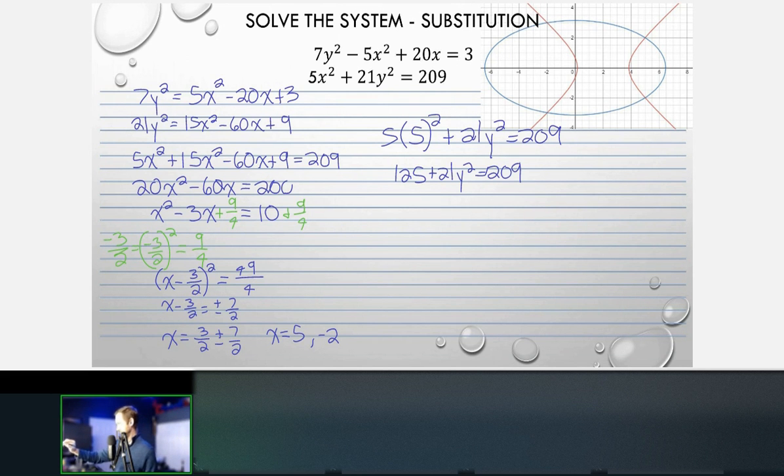Minus 125. What is that? 80 something? 84 maybe? Then divide by 21. And then square root. So that means my first two answers will be 5 comma negative 2 and then 5 comma positive 2.